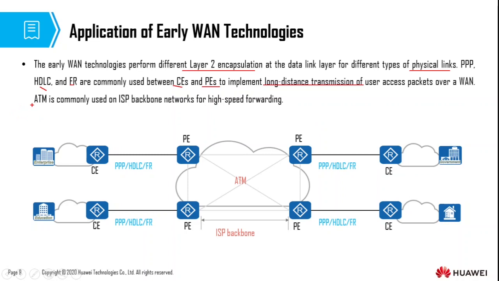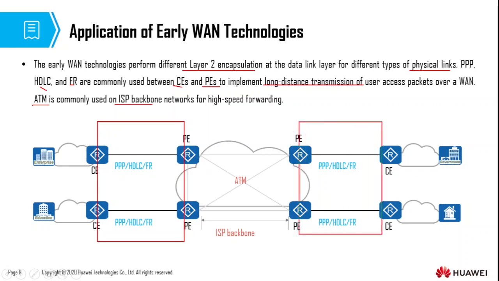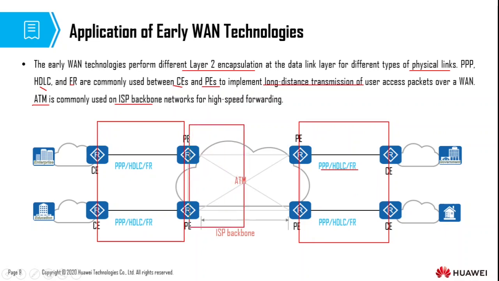Now, within the ISP's network, we normally use ATM. ATM is commonly used on ISP backbone networks for high-speed forwarding. So, while you can use PPP, HDLC, and FR frame relay, to connect the PE to the customer edge, you use one of these protocols. On the other hand, within the ISP's backbone network, we use ATM, asynchronous transfer mode. So I hope that is clear.